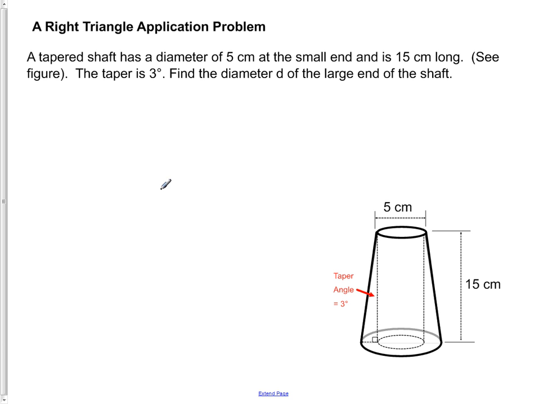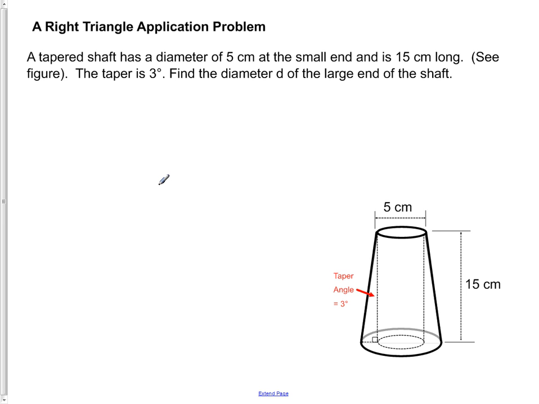Well, one of the most interesting things about right triangle trigonometry is that we've got a host of applications. Just about everywhere that you look, you can find some sort of right triangle problem that can be applied. And here's a good one. This is a tapered shaft. Sometimes these are used in engineering or different pieces of mechanical things.